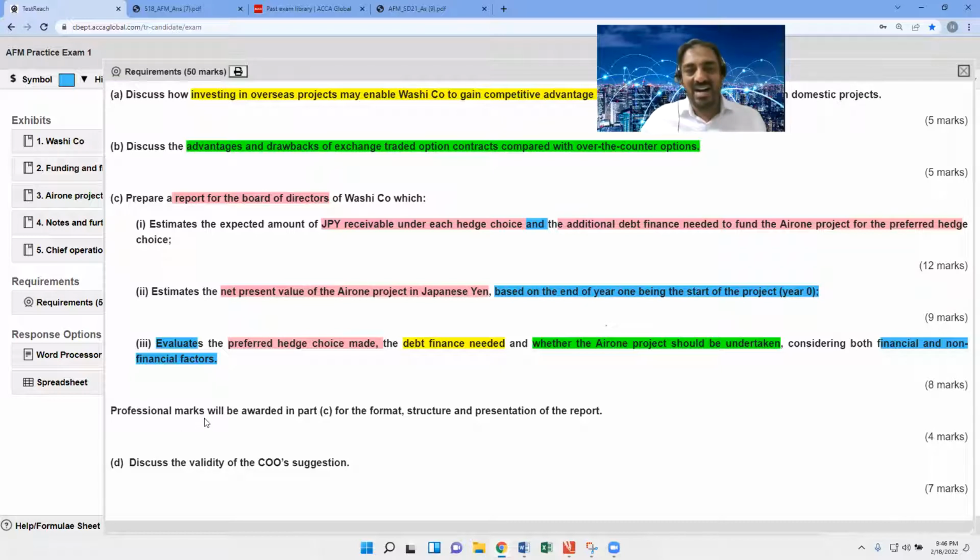Then professional marks will be awarded in part C for format, structure and presentation, 4 marks. And something to discuss: the validity of the COO's suggestions, 7 marks. So there are 4 parts of the question, A, B and D, which are pure theory: 5, 5, 7, that's 17 marks of theory other than the report. The report part is 33. Out of 33, C1 and C2 are calculation, and the rest of the other part is theory. Can you please find out how much is calculation and how much is theory?